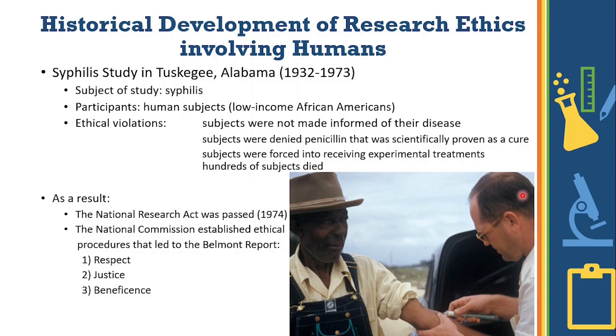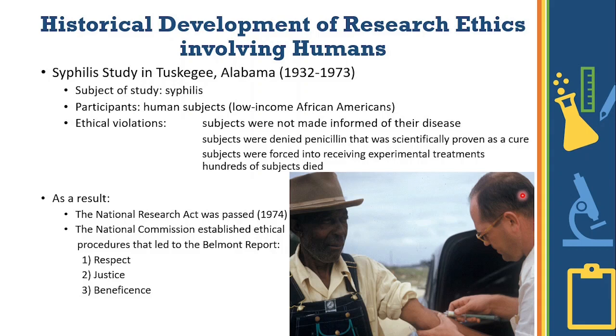There were a series of violations that were perpetrated by the medical care experimenters, among which the most important one was that the subjects were not informed of their disease. The subjects were denied penicillin medication that was scientifically proven as a cure back then. And lastly, subjects were forced into receiving experimental treatments, which were not known as the cure, or which are not approved as the main cure for syphilis.